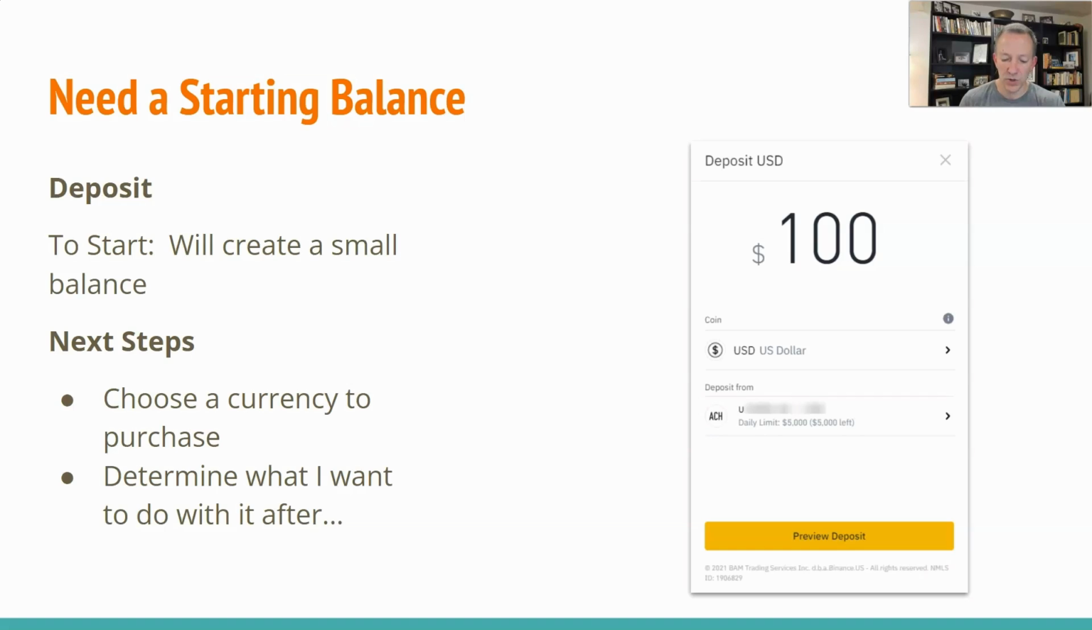I did a deposit into Binance. So I have $100 to work with. In the next step, I'm going to take some time to figure out what I'm going to buy with it. There's so many options and I don't really have an idea yet what I want to do.